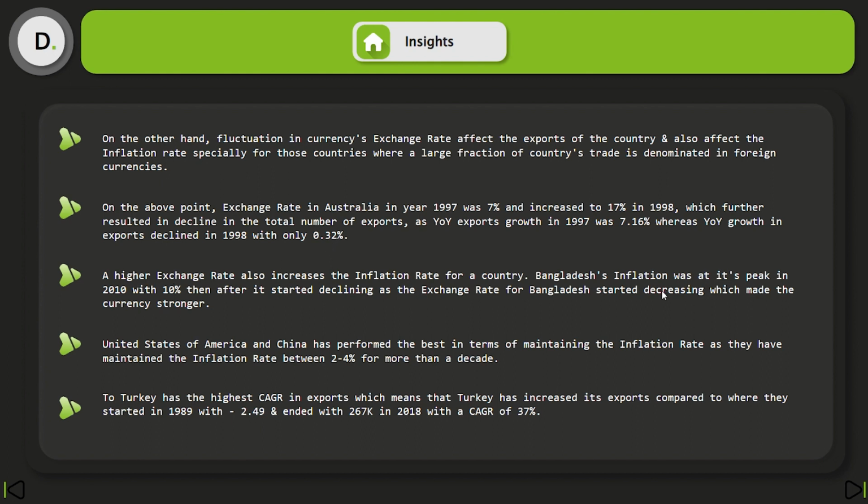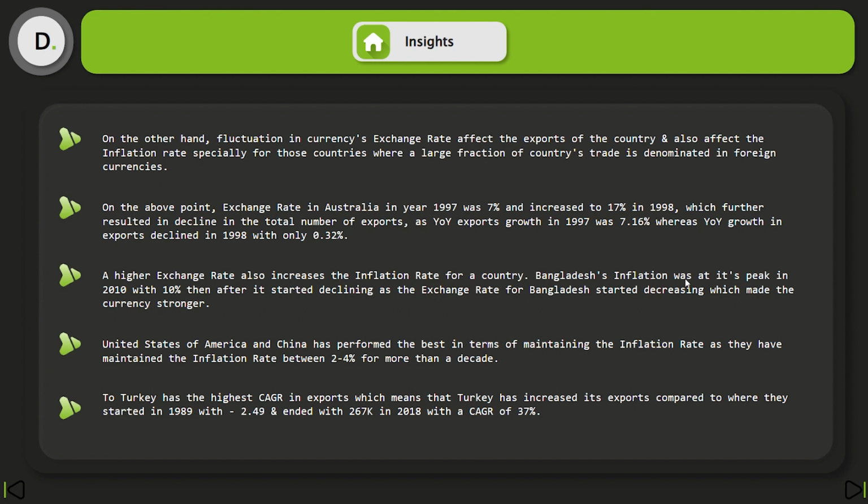A higher exchange rate increases the inflation rate. So Bangladesh's inflation was at its peak in 2010 with 10%. Then after that it started declining as the exchange rate for Bangladesh started decreasing, which made the currency stronger. Okay. In inflation, United States of America and China have performed the best in terms of maintaining their inflation rate, as they have maintained the inflation rate between 2 to 4% for more than a decade, which we have seen in the very first report.